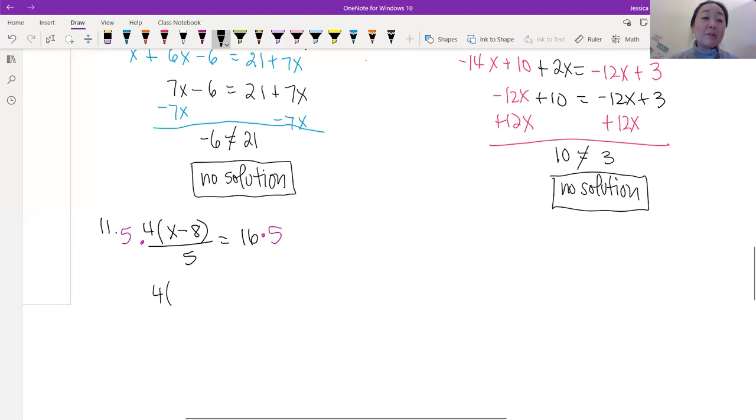All right, so we got 5 divided by 5. Now, I did not get rid of this parentheses here, so that's why it's still here. Minus 8 is equal to, now what is 16 times 5? 80. You see?